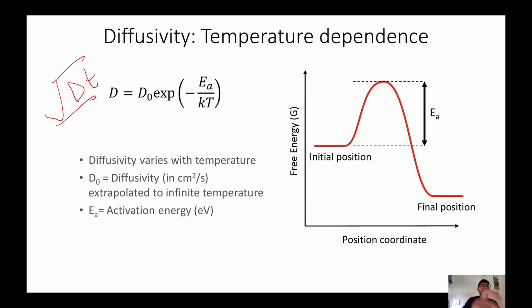So now the diffusion coefficient has a strong dependence on the temperature. As we increase the temperature, the diffusion coefficient increases. So that's why we do these at higher temperatures. Diffusivity varies with temperature, and this E is the activation energy.